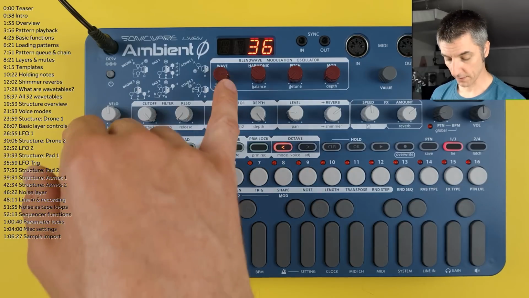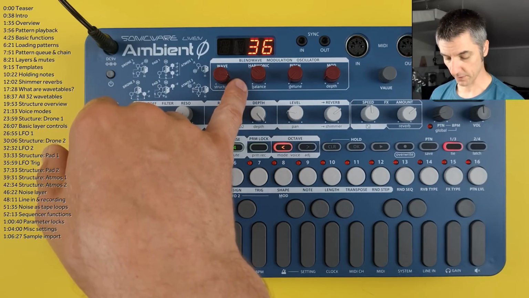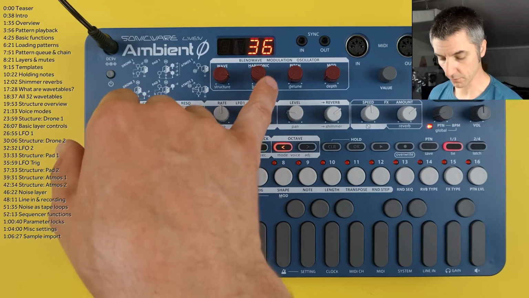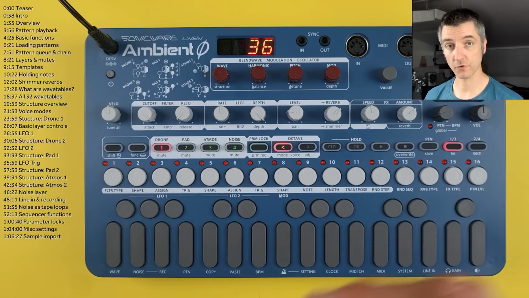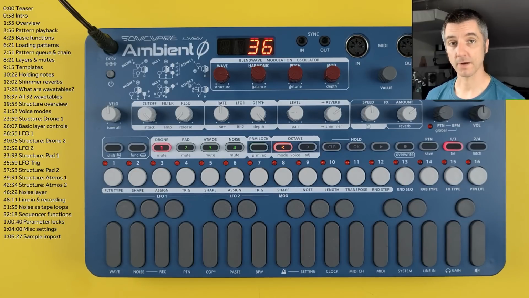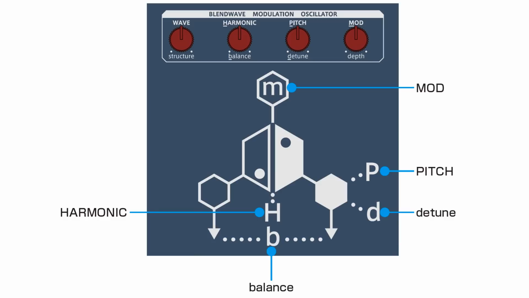So if we take a close look in the blend wave modulation oscillator section, we can see that harmonic, balance, detune, pitch and mod have little underscores under them. These all relate to parts of the diagram and they will change depending on which structure you use. So if we just zoom in on this particular structure, we can see where all those assignments are made. I'll go over all the structures in detail, but depending on which structure we choose, the mod, detune, pitch and balance controls will affect different parts.